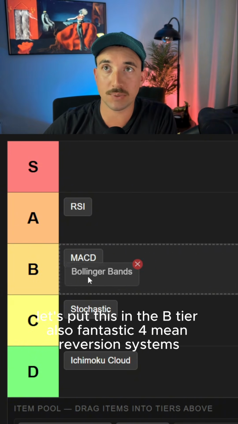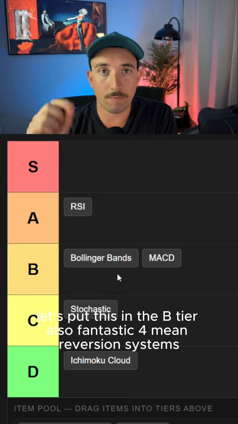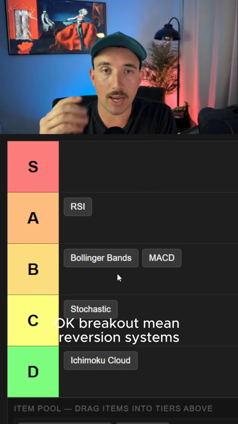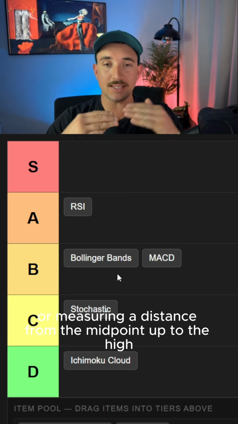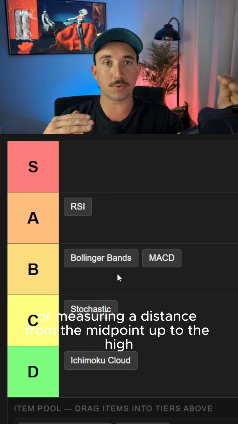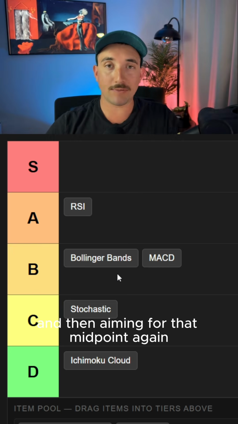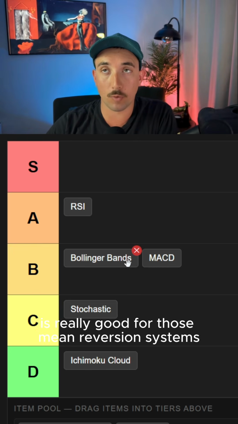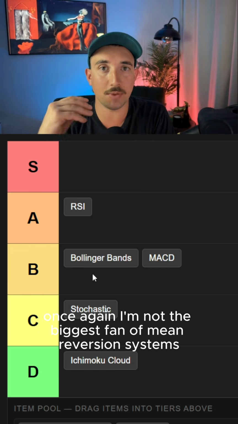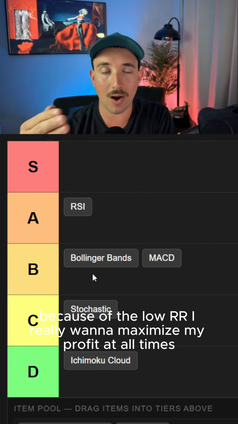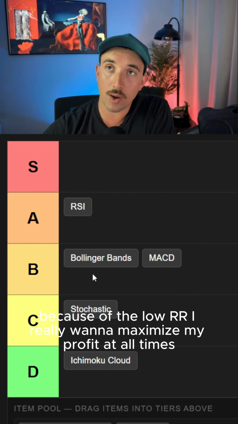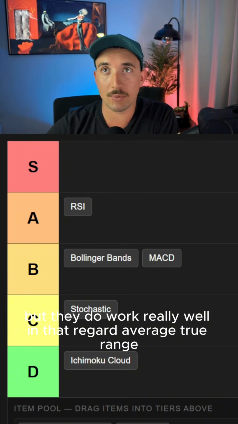Bollinger Bands, let's put this in the B tier also. Fantastic for mean reversion systems. Okay, breakout mean reversion systems or measuring a distance from the midpoint up to the high and then aiming for that midpoint again is really good for those mean reversion systems. Once again, I'm not the biggest fan of mean reversion systems because of the low R to R. I really want to maximize my profit at all times, but they do work really well in that regard.